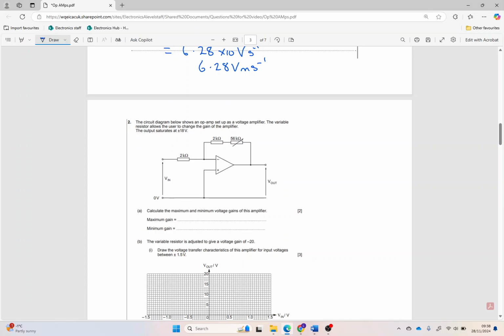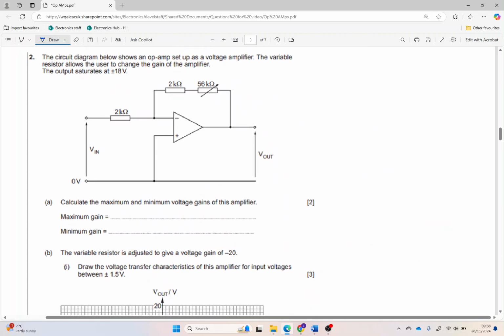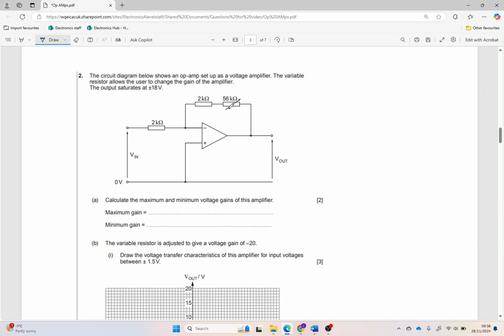We've got an amplifier here that's got a variable gain. The minimum gain is when that variable resistor is turned to 0, so I'm just going to have minus 2 over 2, which equals minus 1. The maximum gain is when we've got 56k on there plus the 2k, which equals 58k, divided by 2, equals minus 29. Then plotting that on our graph.